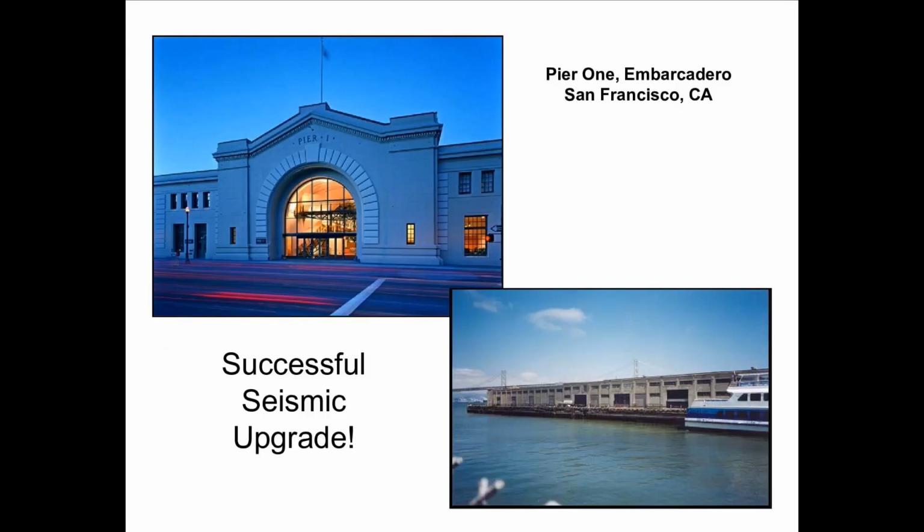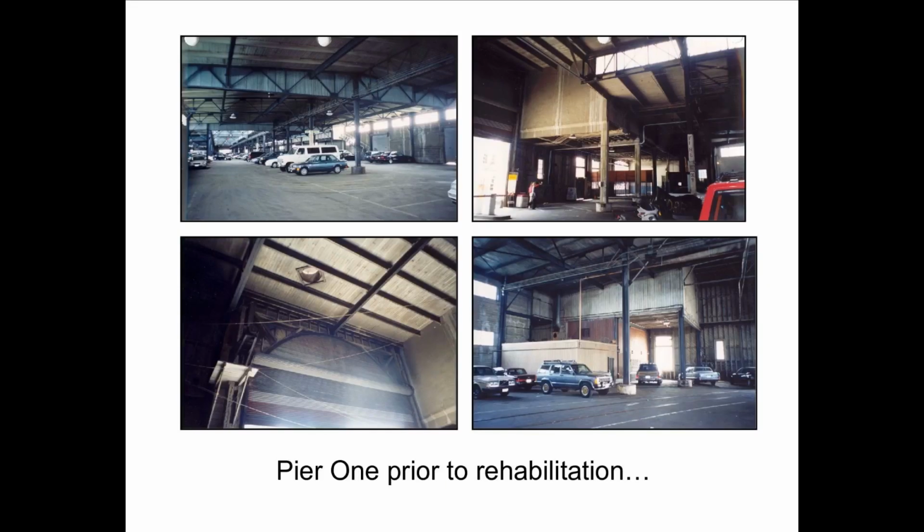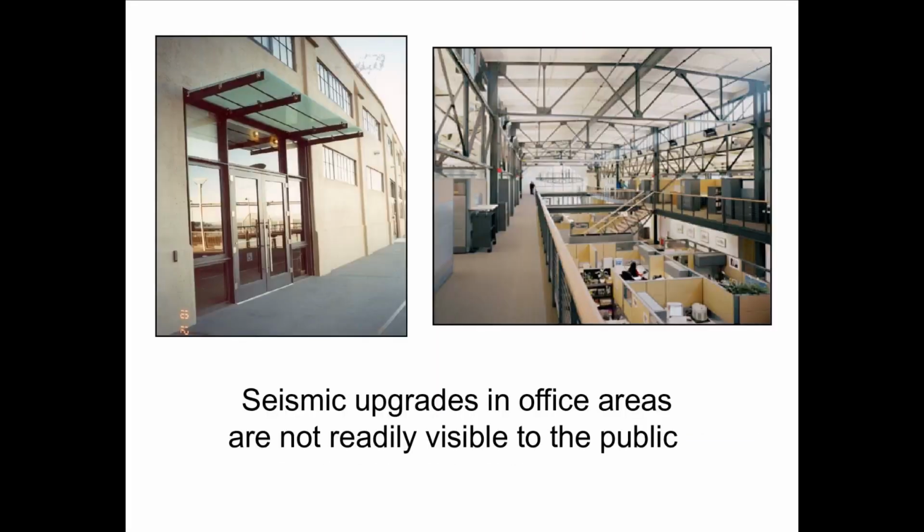Here's an example of another successful seismic upgrade in San Francisco. This is Pier 1. This is what it looked like prior to rehabilitation. And there were seismic upgrades in the office areas so that they were not readily visible to the public in the common areas.